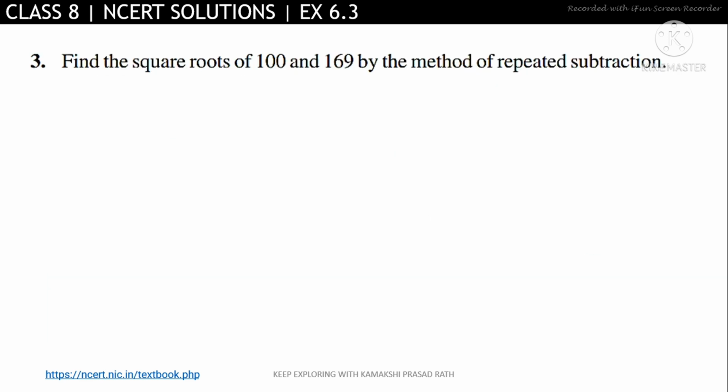The third question says, find the square roots of 100 and 169 by the method of repeated subtraction. To understand this question, we will see one of the properties of a square, that is, if n squared is a perfect square, then n squared can be written as the sum of n odd natural numbers.